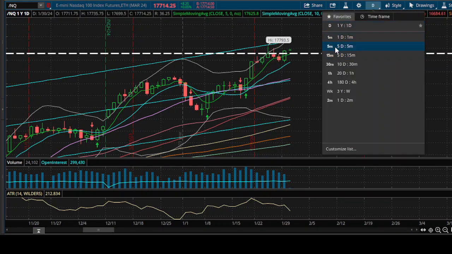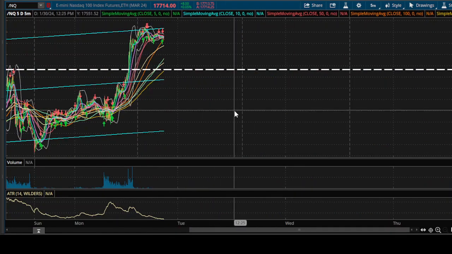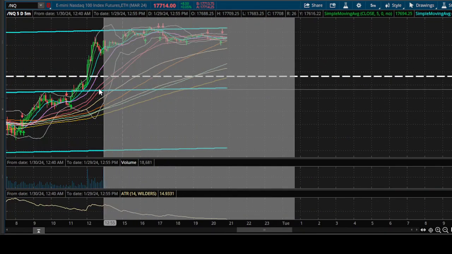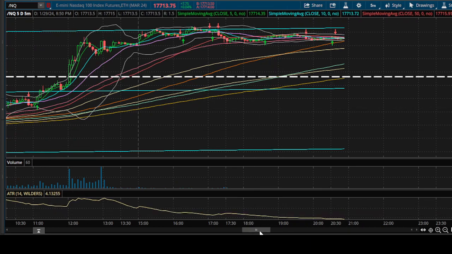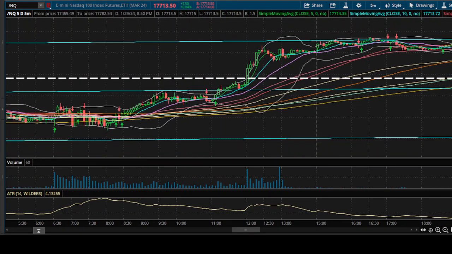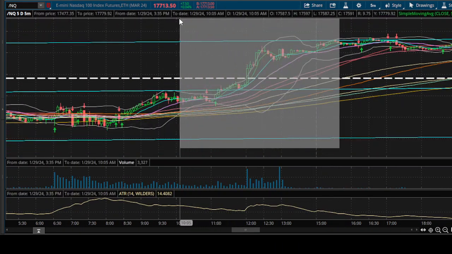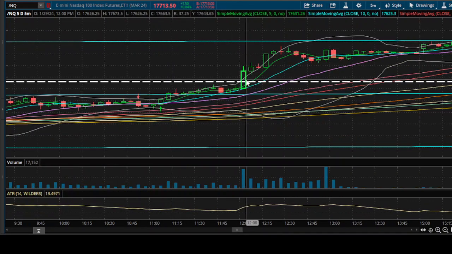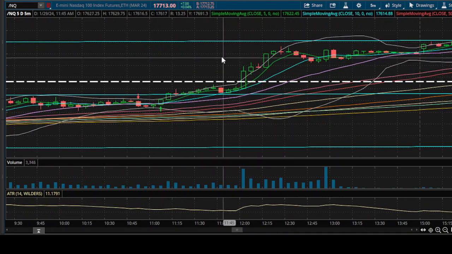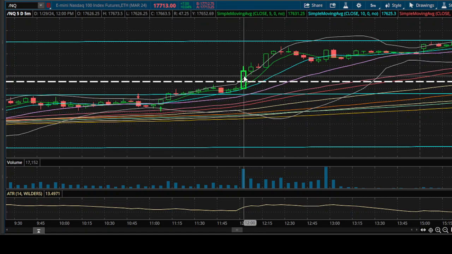Now what I want to do here is come over to a 5-minute time frame. If I come over to this 5-minute time frame, you're going to see something very, very special, and this is something that you guys need to pay attention to intraday. Notice here, all the way towards the end of the day at noon, we got a massive breakthrough.